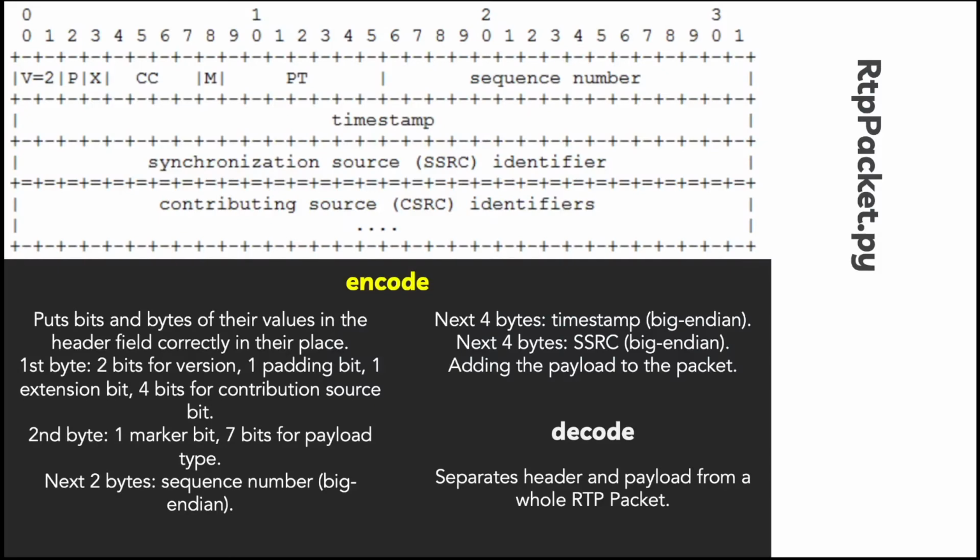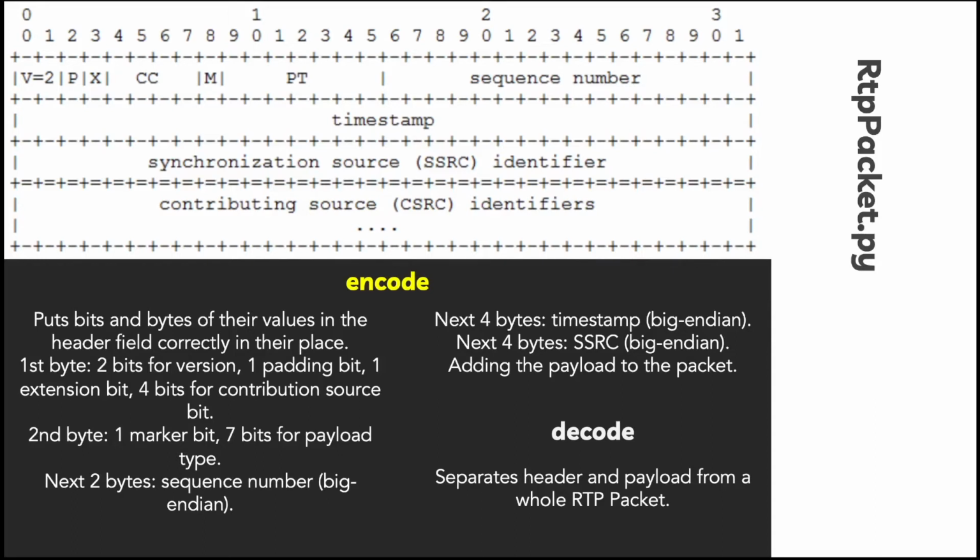Going forward, we have the RTPClient.py file. In this one, we have to implement the encode part. Now this is where all the fun lies. This is the most important method in the class, and we are required to complete it. Basically, all this does is put the bits and bytes of the values in the header fields and put them in their correct place.